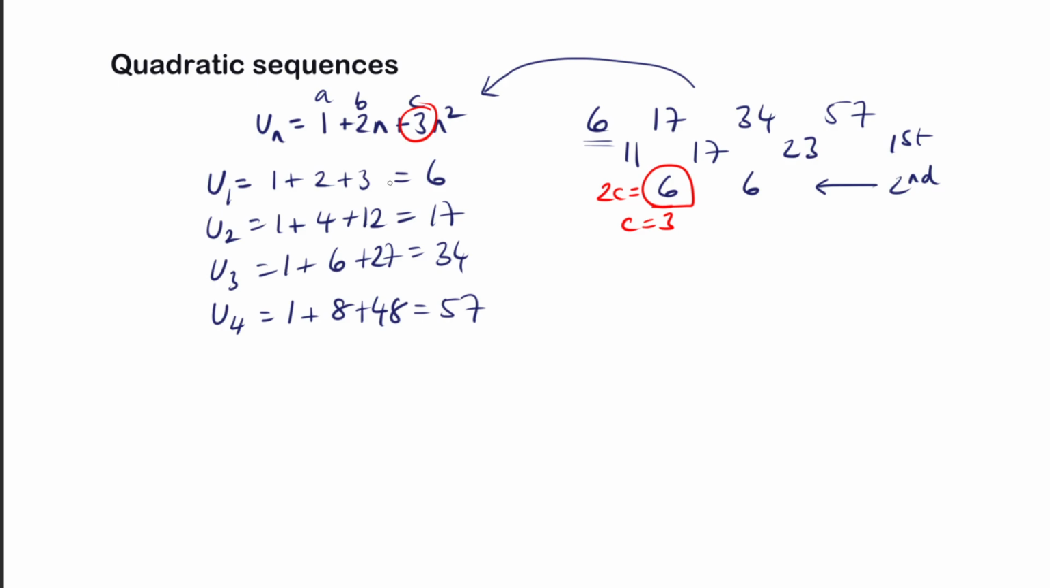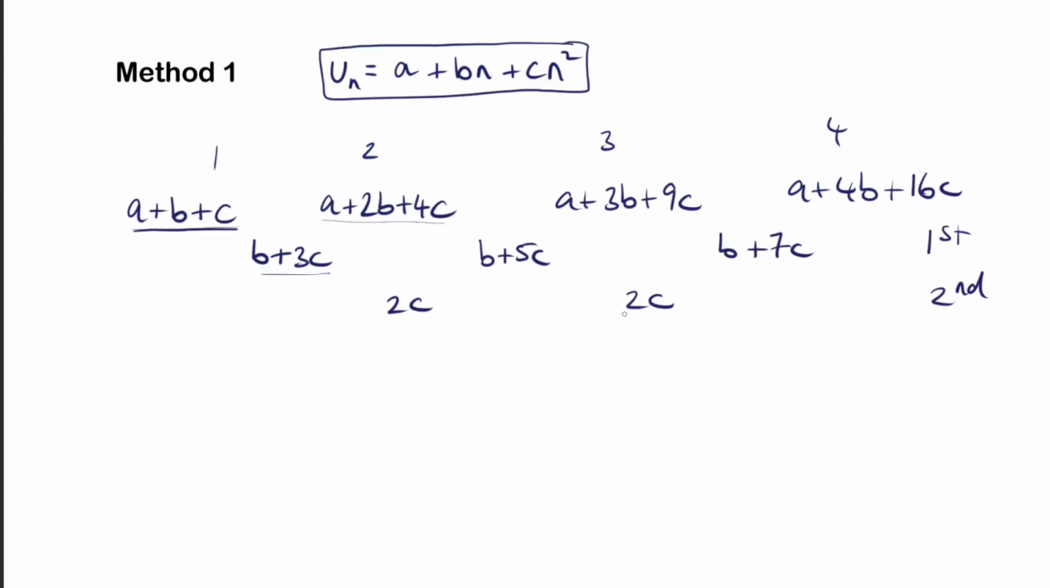It's telling us the number of n squareds. So this is a very easy way of doing it, and both of these methods rely on this fact: you work out the second difference and halve it. It will tell you the number in front of the n squared, the C.